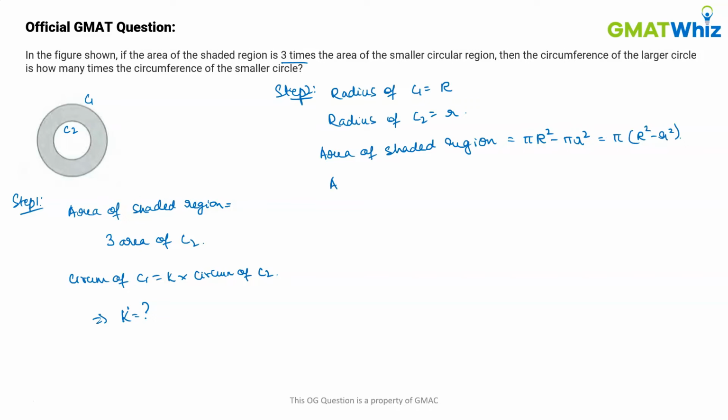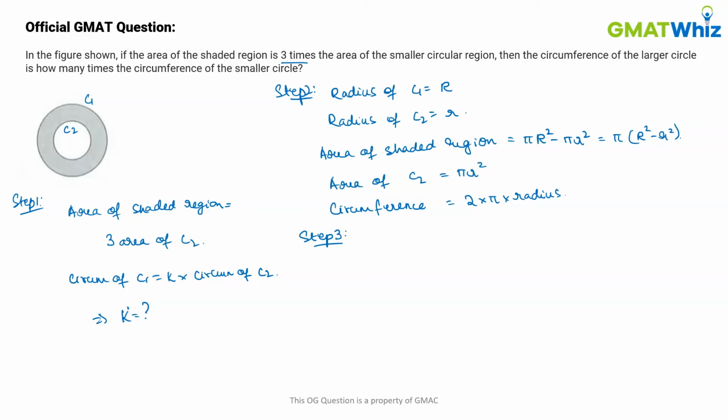Now the area of the smaller circle, which is area of circle 2, is equal to pi of small r square. Also, we know that the formula for circumference of any circle is equal to 2 times pi times radius. Now let's move on to step 3 and calculate the required value.